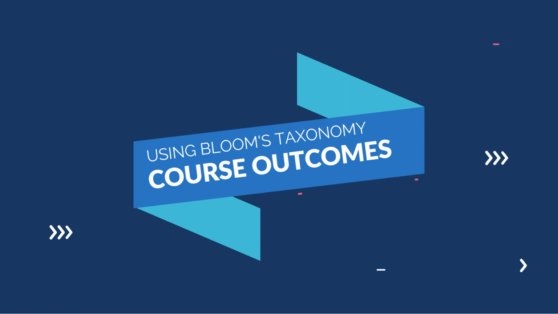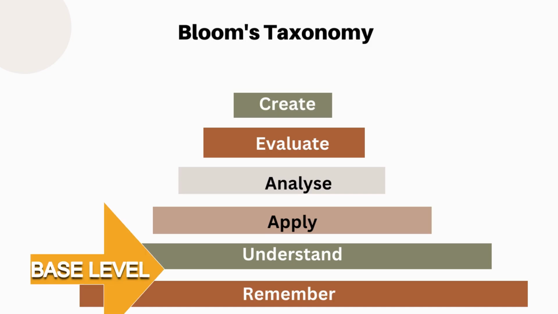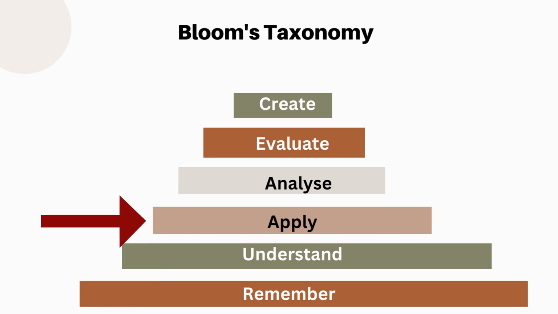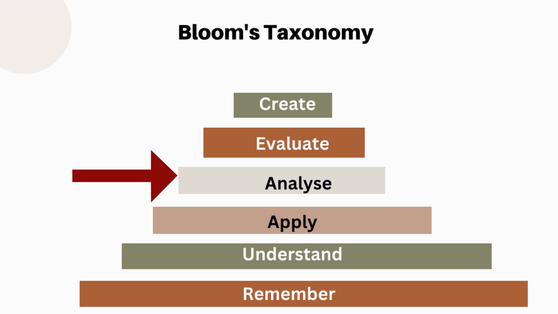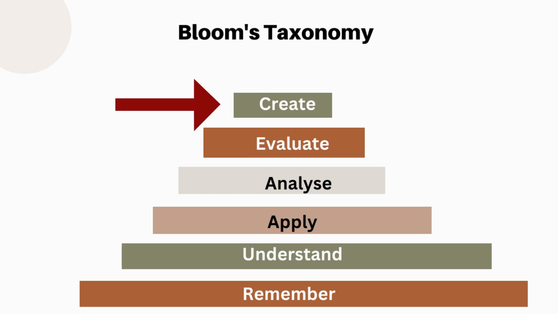This is the well-known Bloom's taxonomy. At the base is remember. The second cognitive skill is understand. This is followed by apply. Then we have analyze, evaluate, and create. So this is a classification of the different outcomes and skills that educators set for their students.